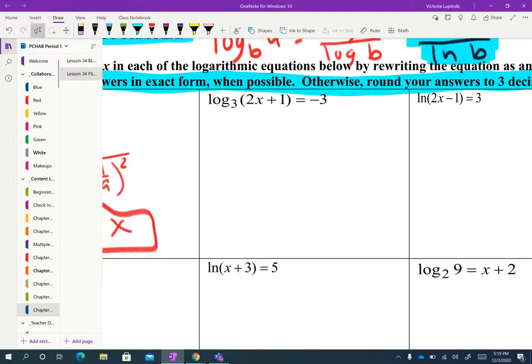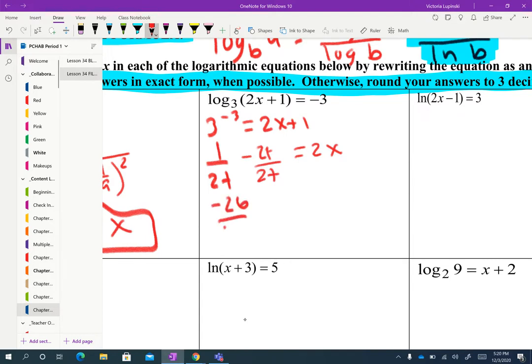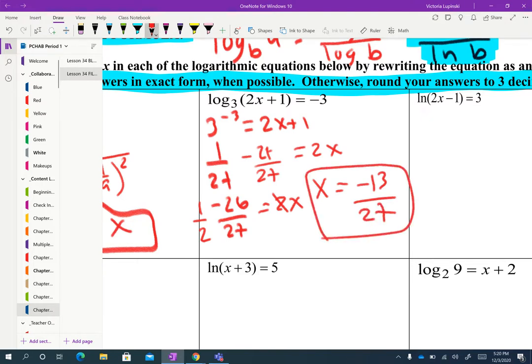Here in the next one, starting with the 3, raising it to a negative 3, that's going to give you 2x plus 1. 3 to the negative 3, that's 1/27th. You're going to subtract the 1, and that's equal to 2x. You're then going to find a common denominator, so 27/27ths, which means that negative 26/27ths is equal to 2x. To get the x by itself, you're going to multiply both sides by a half or divide by 2. So if you do that, you're going to get x equals negative 13 over 27. So again, try everything you can to get the answer to be exact.